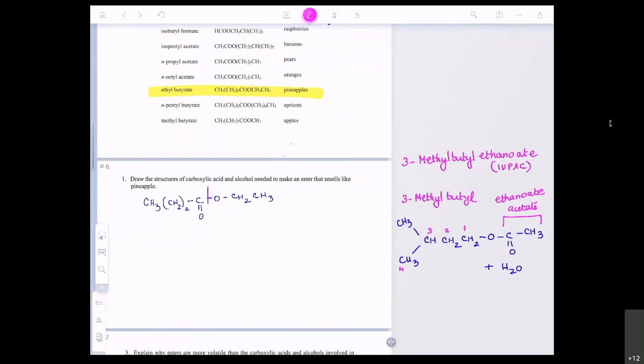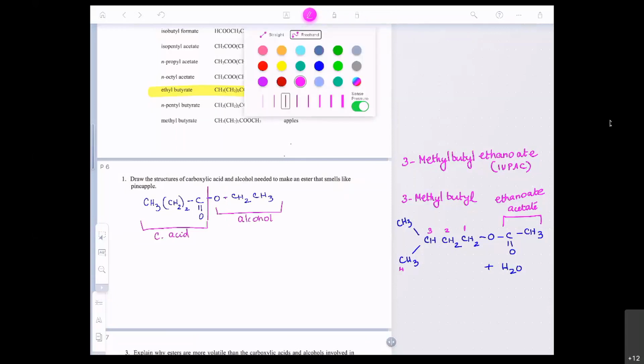I like to just cut it right there. But if you cut it right here, you still get the right answer. But I like to cut it there because I know that this section is going to come from the alcohol. Mechanistically, this comes from the alcohol. This comes from the carboxylic acid. You got to figure that portion of it out.